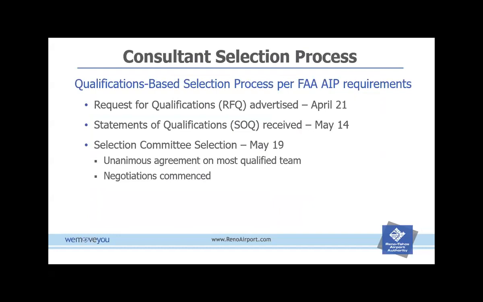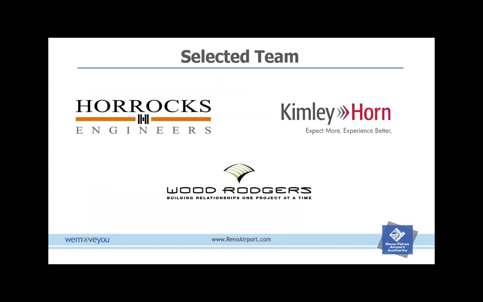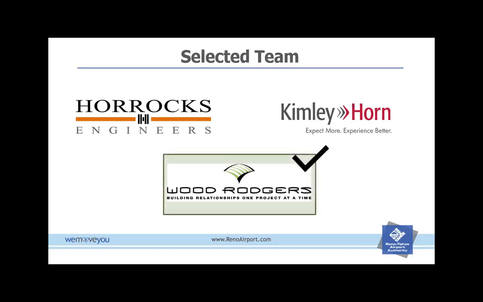So where are we right now? Right now, we have gone out for requests for qualifications. We've received 3 statements of qualifications. We had our selection committee review these statements, and we have chosen our most qualified designer and started negotiations with them. The 3 teams that we got statements from were Horrocks Engineering, Kimley-Horn, and Woodard & Curran. The selection team unanimously decided Wood Rodgers was our most qualified team for this project.